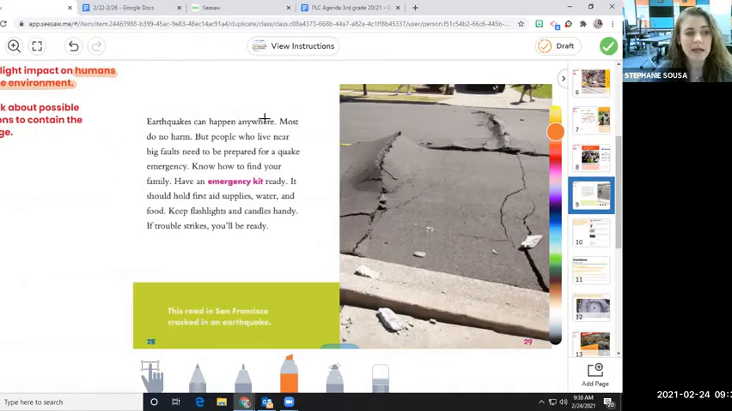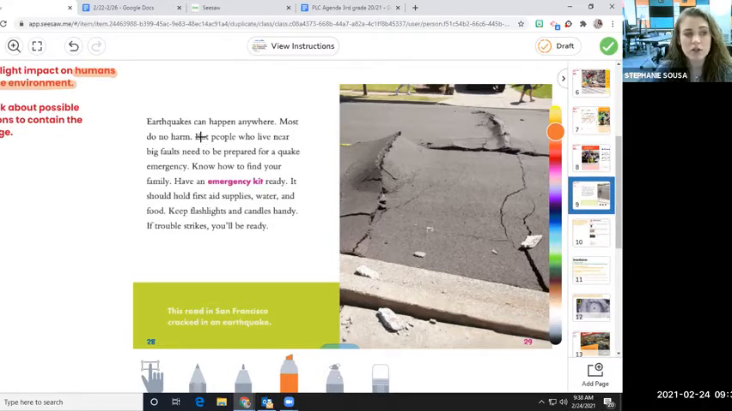Earthquakes can happen anywhere. Most do no harm, but people who live near big faults need to be prepared for a quake emergency. Know how to find your family. Have an emergency kit ready. It should hold first aid supplies, water, and food. Keep flashlights and candles handy. If trouble strikes, you'll be ready.